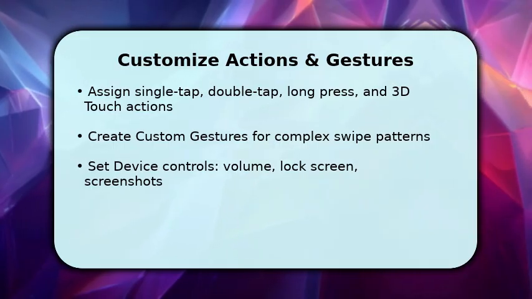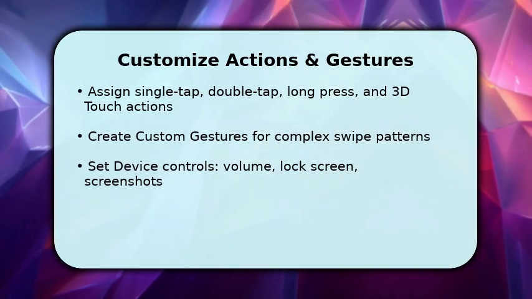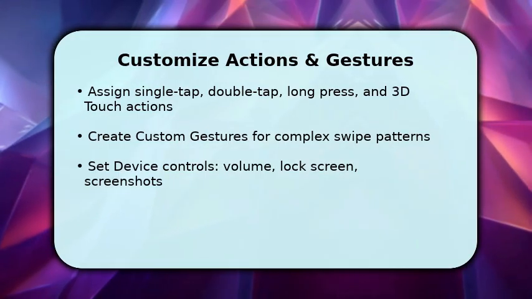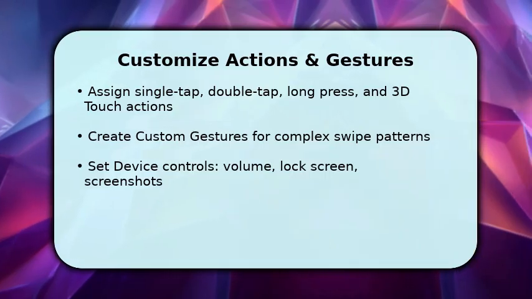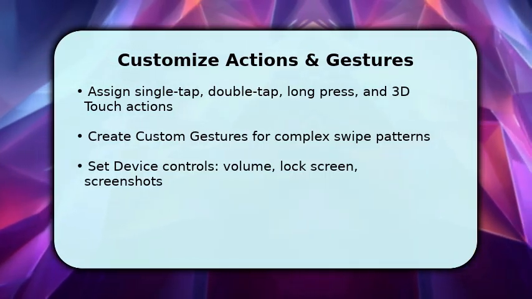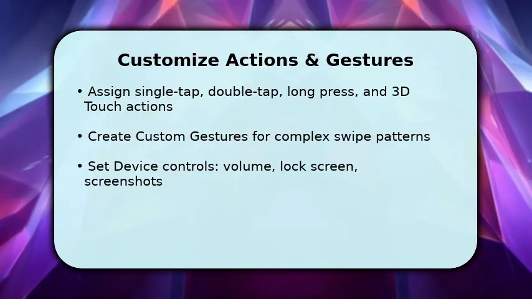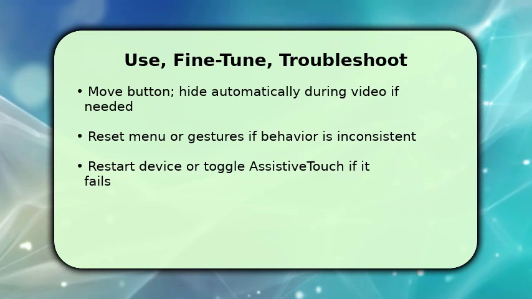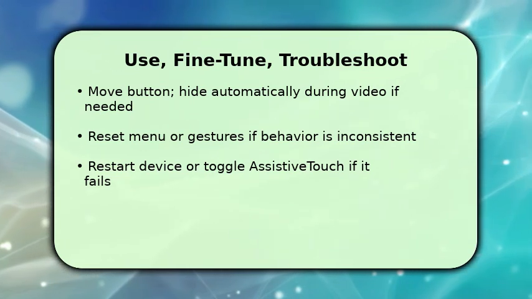Create a custom gesture when you need a repeated swipe or multi-finger pinch. Record it, name it, and add it to the menu. Once configured, position the button where it won't obstruct content, and test each action to confirm it triggers the intended function. Finally, use your Assistive Touch workflow and make small adjustments as you go.